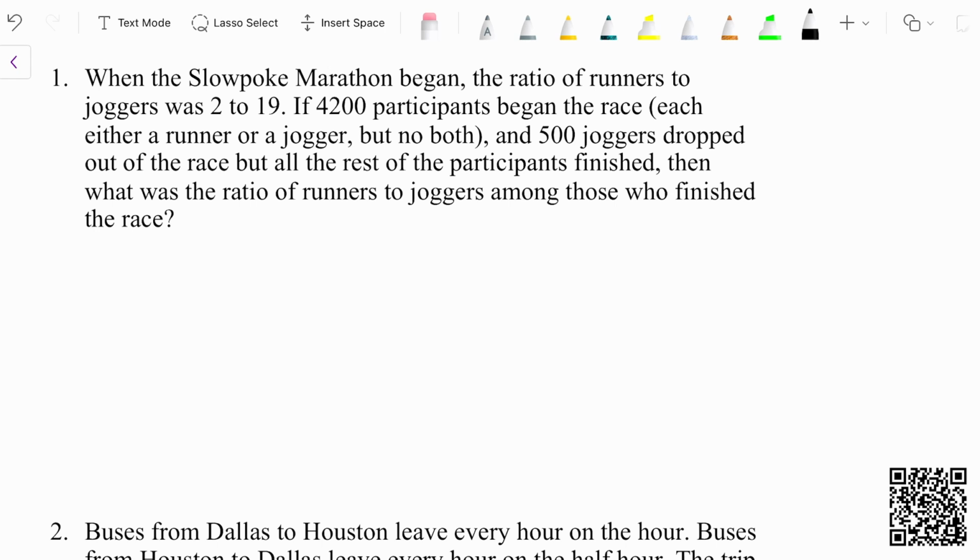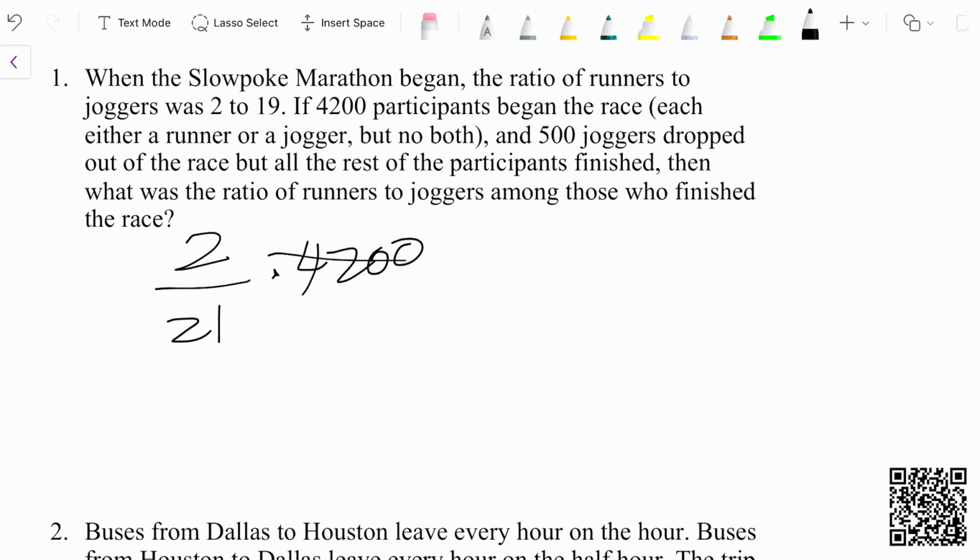Since it is a significantly smaller number of runners to joggers, we're going to calculate how many runners there are and then subtract that from the total 4,200 participants to find out how many joggers there are. So since there are 2 plus 19 parts in total, there are 21 parts, and 2 parts of them are runners. I literally cannot get those two straight.